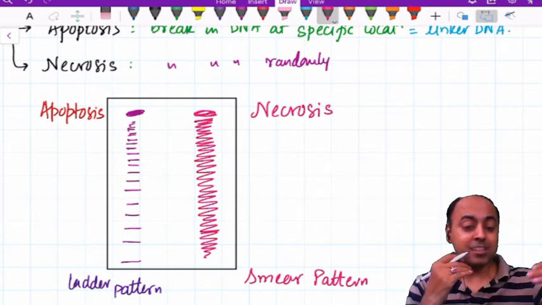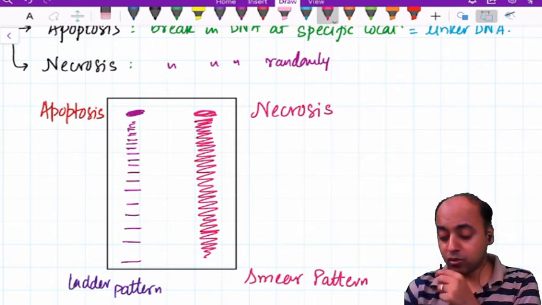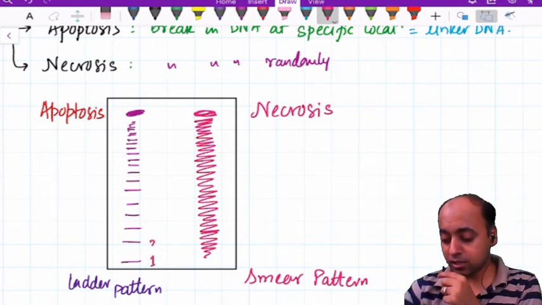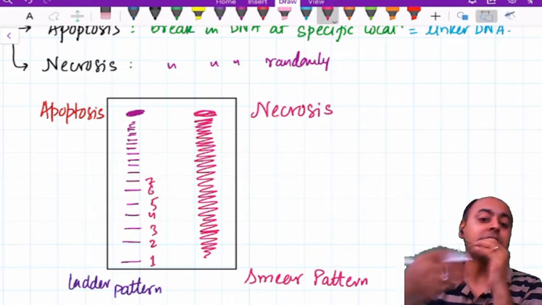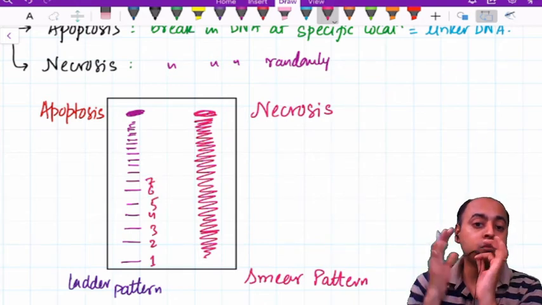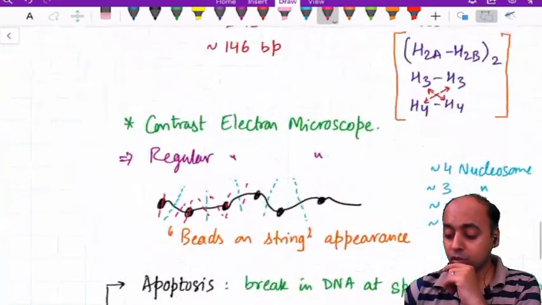So in apoptosis, it is multiples of nucleosomes. The farthest one maybe has 1 nucleosome, this one has 2, this one has 3, 4, 5, 6. So there will be the multiples of the nucleosomal size.